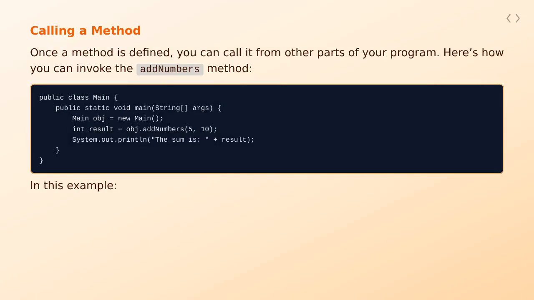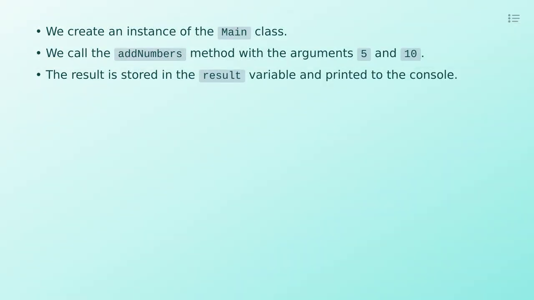Next, calling a method. Once a method is defined, you can call it from other parts of your program. Here's how you can invoke the addNumbers method. This slide introduces a class definition. Study the structure in the code sample. In this example, first we create an instance of the main class. Next, we call the addNumbers method with the arguments 5 and 10. Also, the result is stored in the result variable and printed to the console.